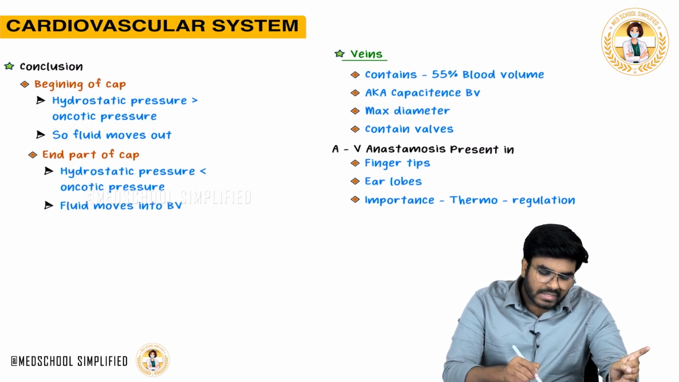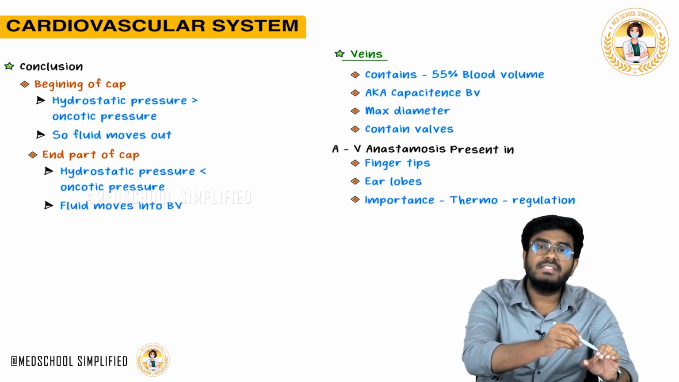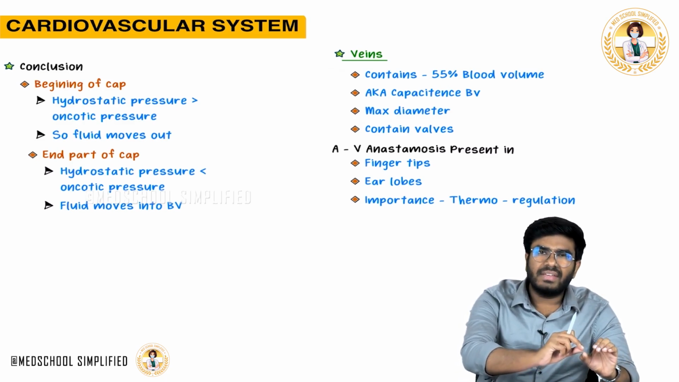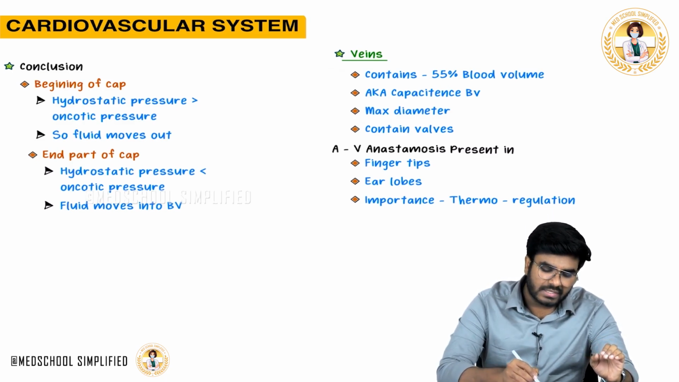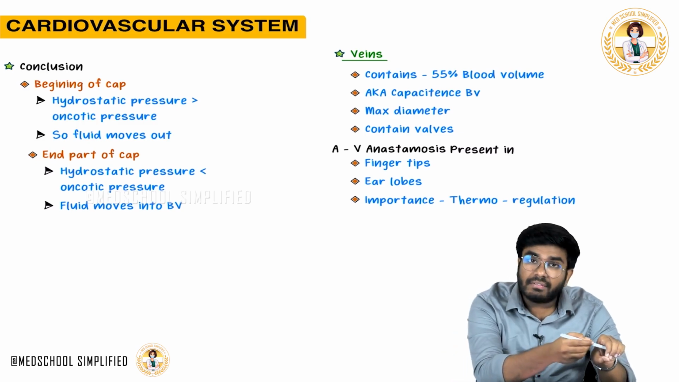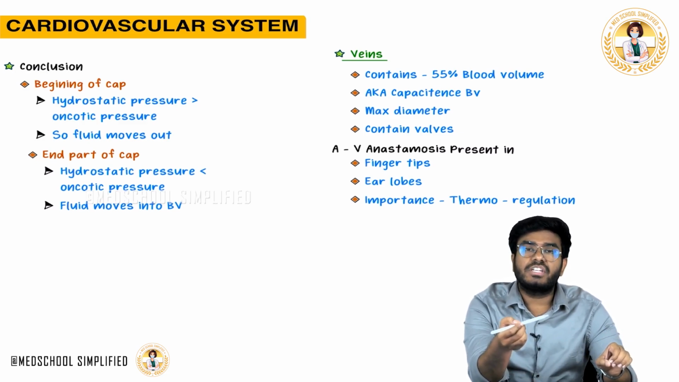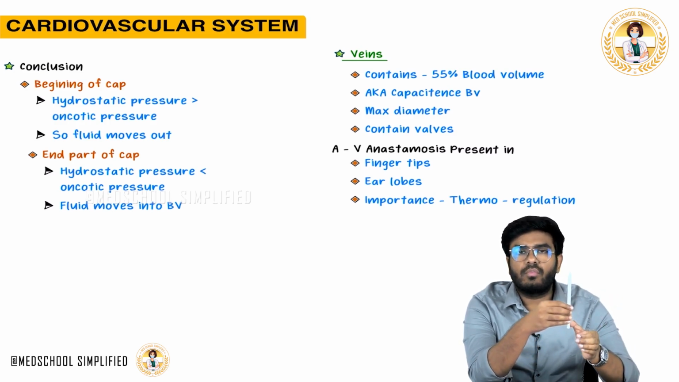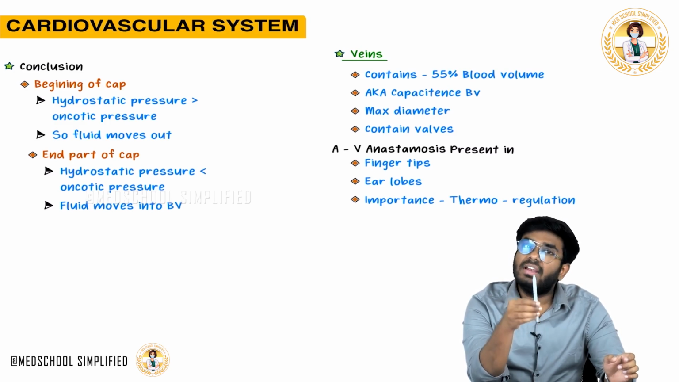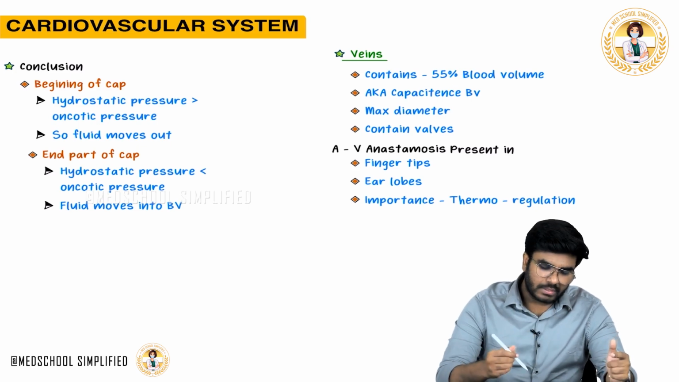Now, veins have the maximum diameter. The walls of the veins are very thin, but the diameter is very much more. The veins also contain valves inside them, not in the wall, which will prevent the regurgitation, or the backflow, of the blood. So in order to have unidirectional flow of blood, veins contain valves. Even lymphatic vessels contain valves, as well as the veins.